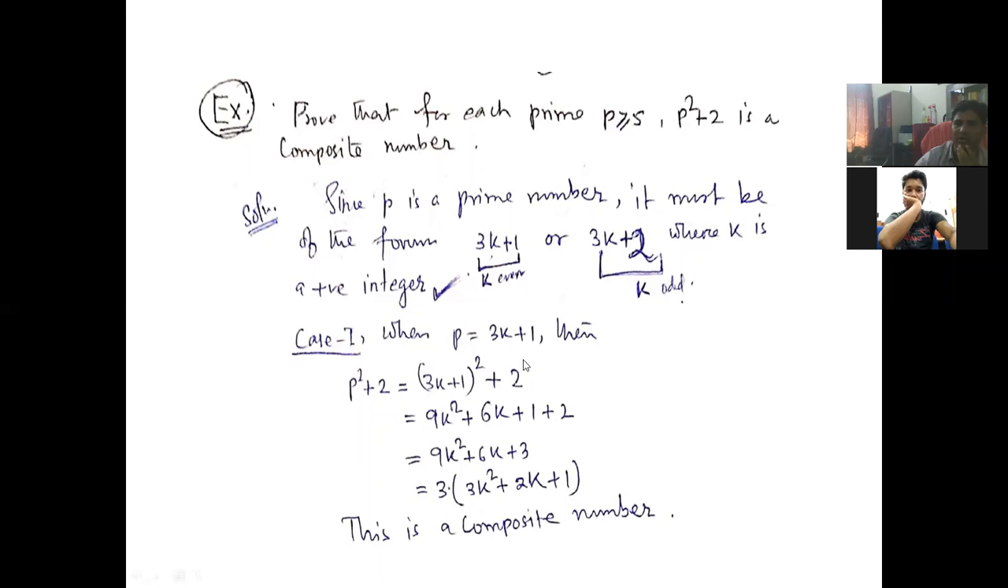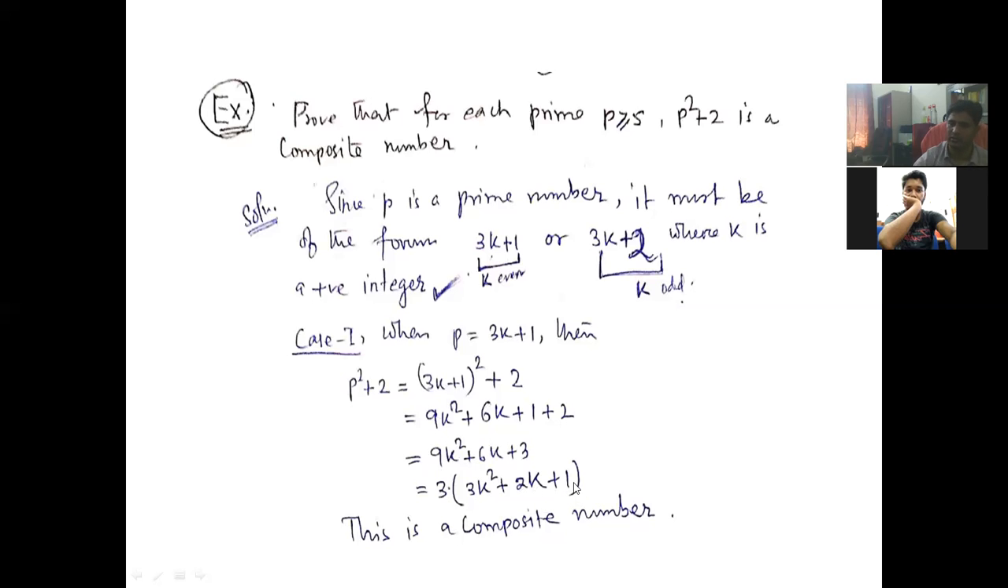So case 1, when P equal to 3k plus 1. These are the only two possibilities of primes. Either this will give you prime or this will give you prime, where k is a positive integer. You can check it. So when P equal to 3k plus 1, then P square plus 2 becomes 3k plus 1 whole square plus 2. Expanding this, it is equal to 3 times of this. See, this is an integer.